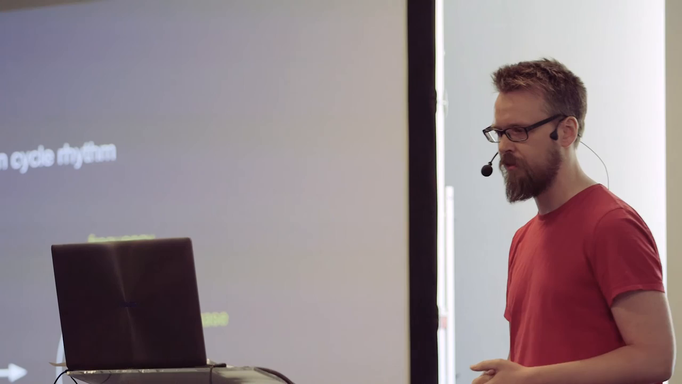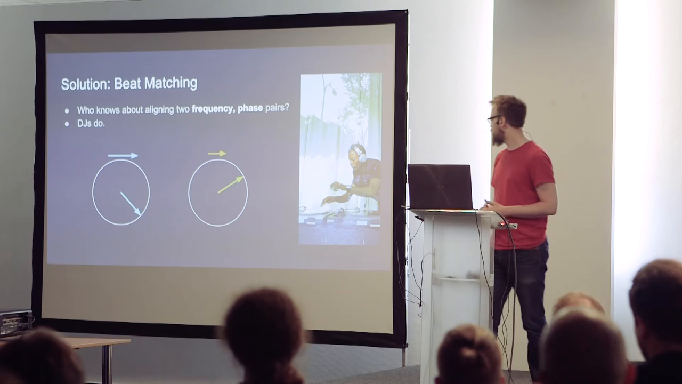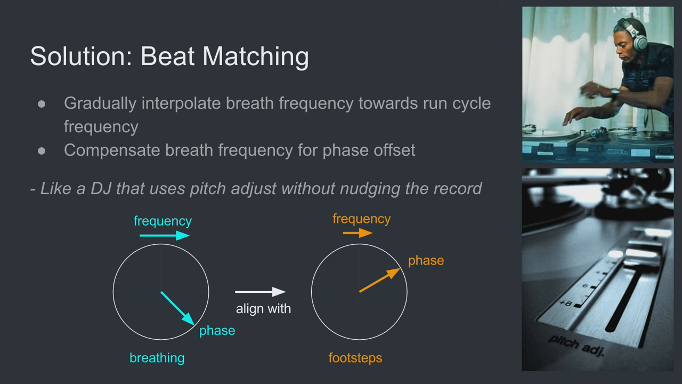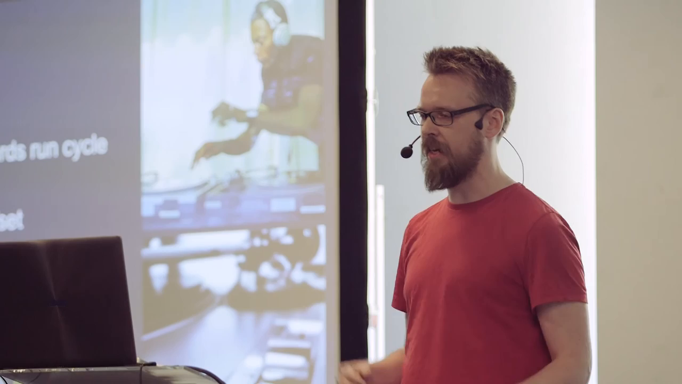And who knows about aligning two spinning things? Well, the DJs do, especially this guy. The idea was to use what would be the pitch adjust on a turntable. You could say, okay, this beat is slower than this beat, so I'll just adjust the pitch. But then this is offset, so this is behind, so I overcompensate for the phase being off, and then they will align. And if you keep doing that slowly, you will match them up over time, and it sounds very natural.